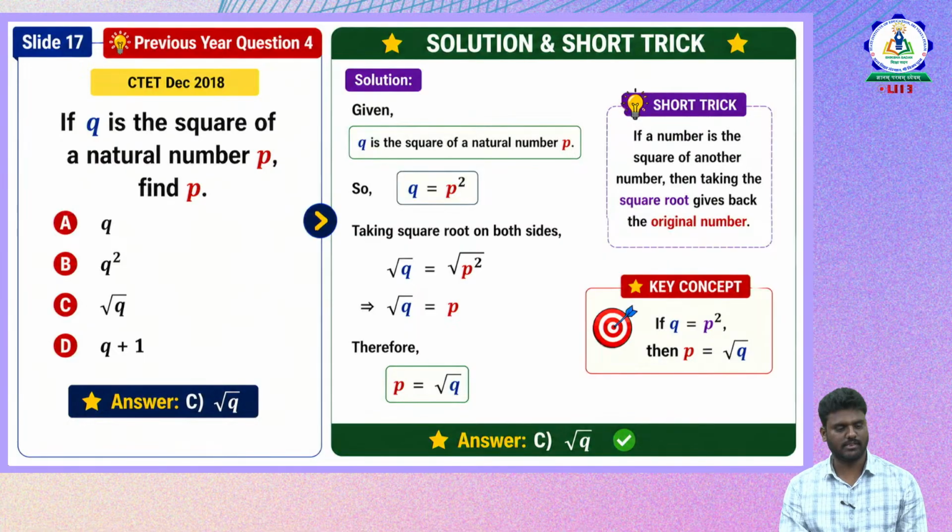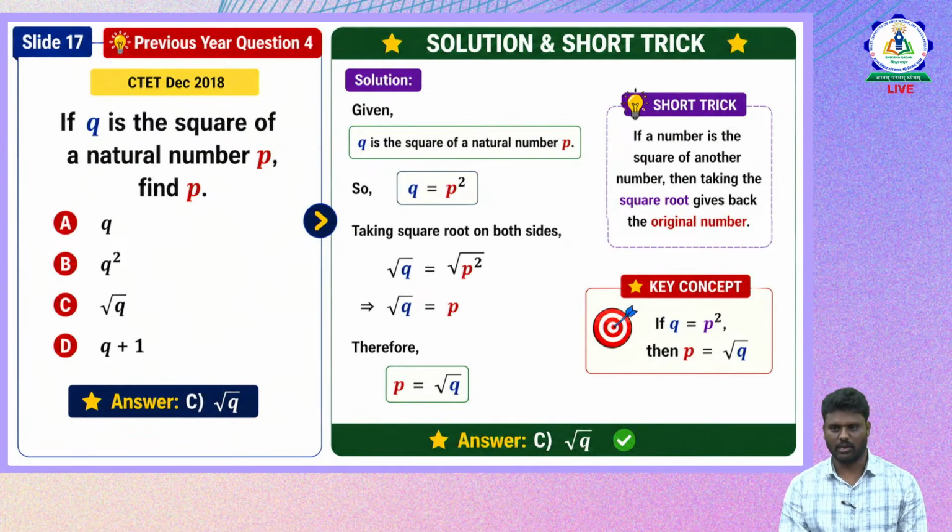The next question is, if q is the square of a natural number p, then find the p. Okay, so very easy question. Options are given: option B is q square, option C is root q, and option D is q plus 1. So what is the correct answer?